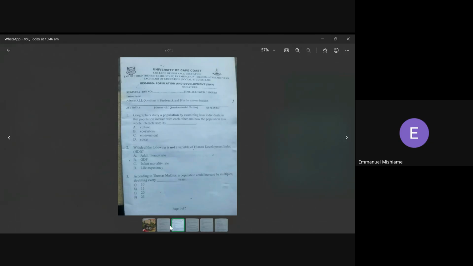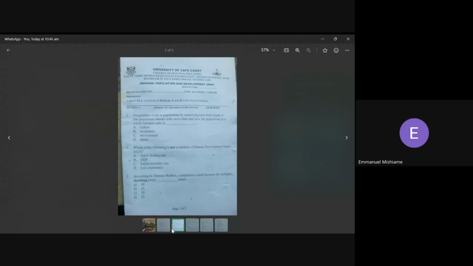Which of the following is not a variable of the Human Development Index (HDI)? Is there a hand up? Madam Nancy, your hand is up. I was waiting for you so that I will answer. This one is like national science and math quiz. Anyway, which of the following is not a variable? A, adult literacy rate, B, GDP, C, infant mortality rates, and D, life expectancy. What is the answer, Madam Nancy?